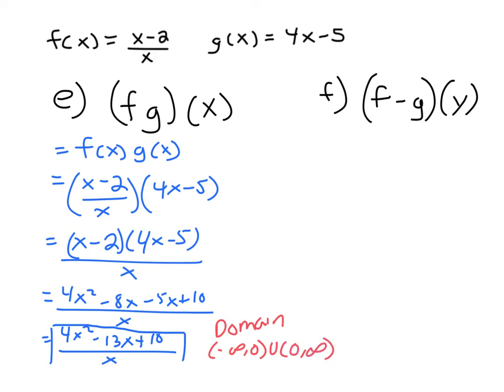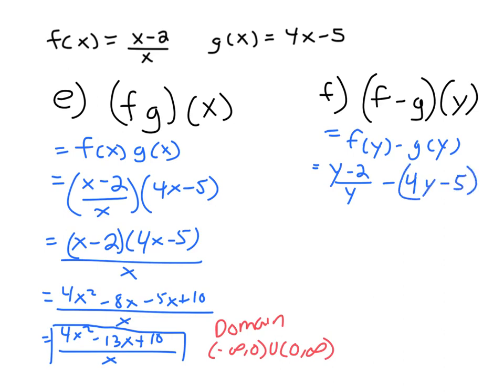Okay, very last one. This last one is asking us to find f minus g of y. That's the same thing as f of y minus g of y. So I just plug in y for x in f. Instead of x minus 2, it'd be y minus 2 divided by y, and then minus 4y minus 5. And I can simplify this exactly the way I did in part A.